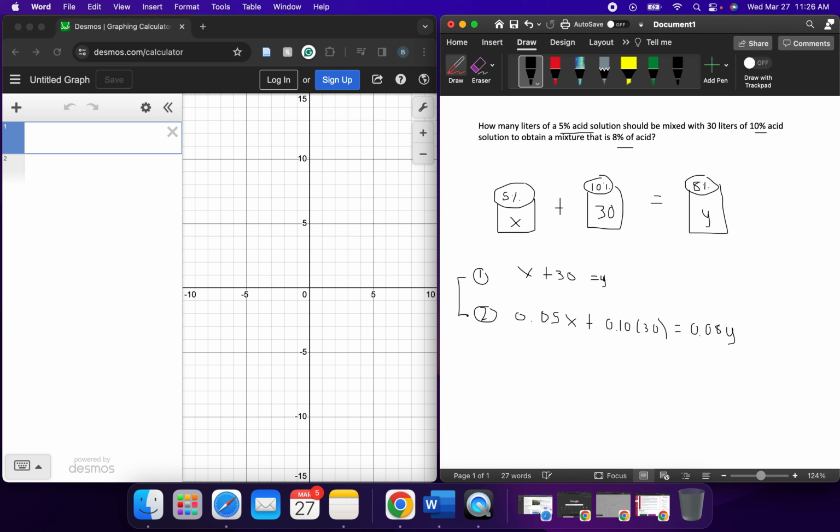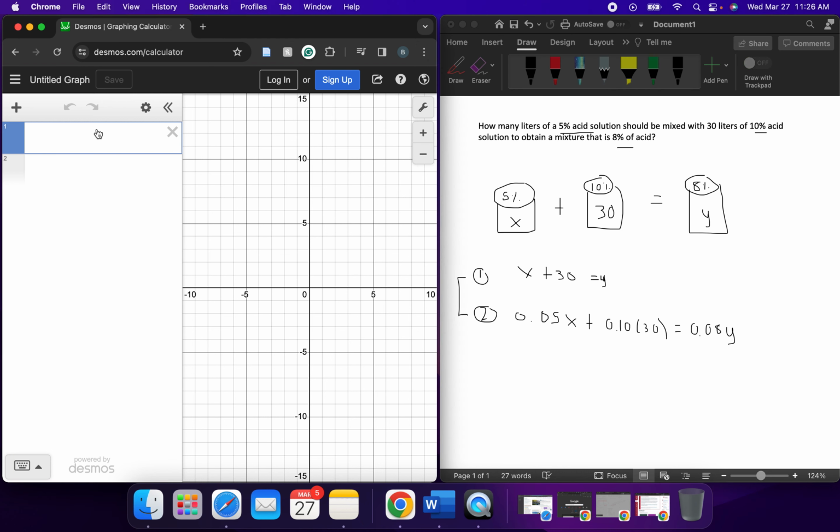Once you have your two equations, you can put them over into Desmos to solve. So I'm going to write them exactly how they are. X plus 30 equals y. And then I'm going to click on the next one, and I'm going to do 0.05x plus 0.10 times 30 equals 0.08y. So those are our two equations.